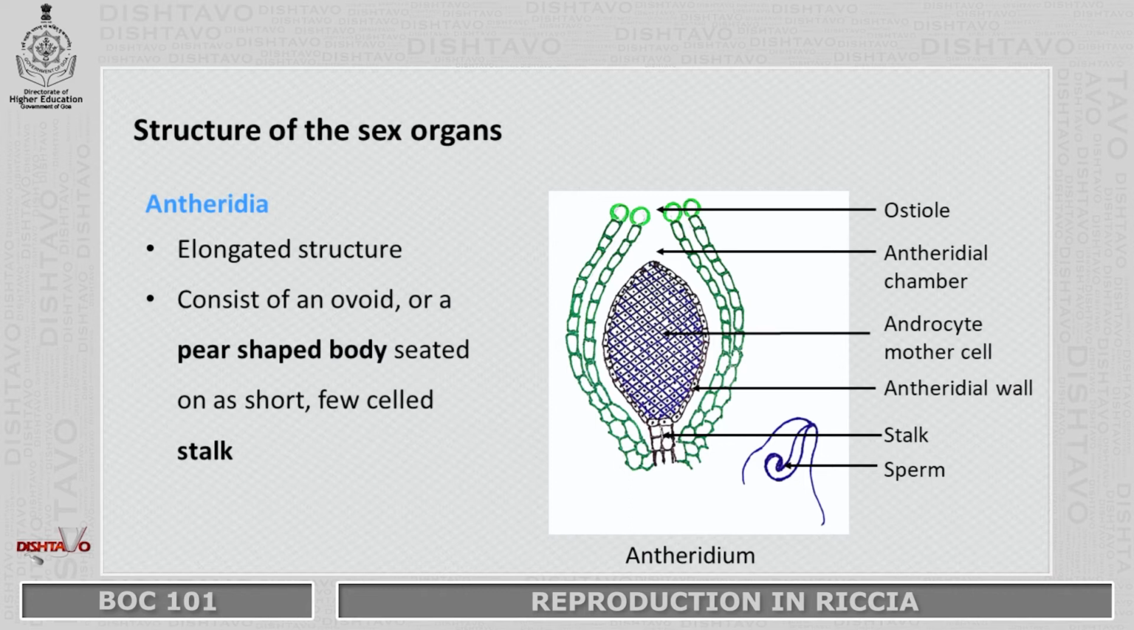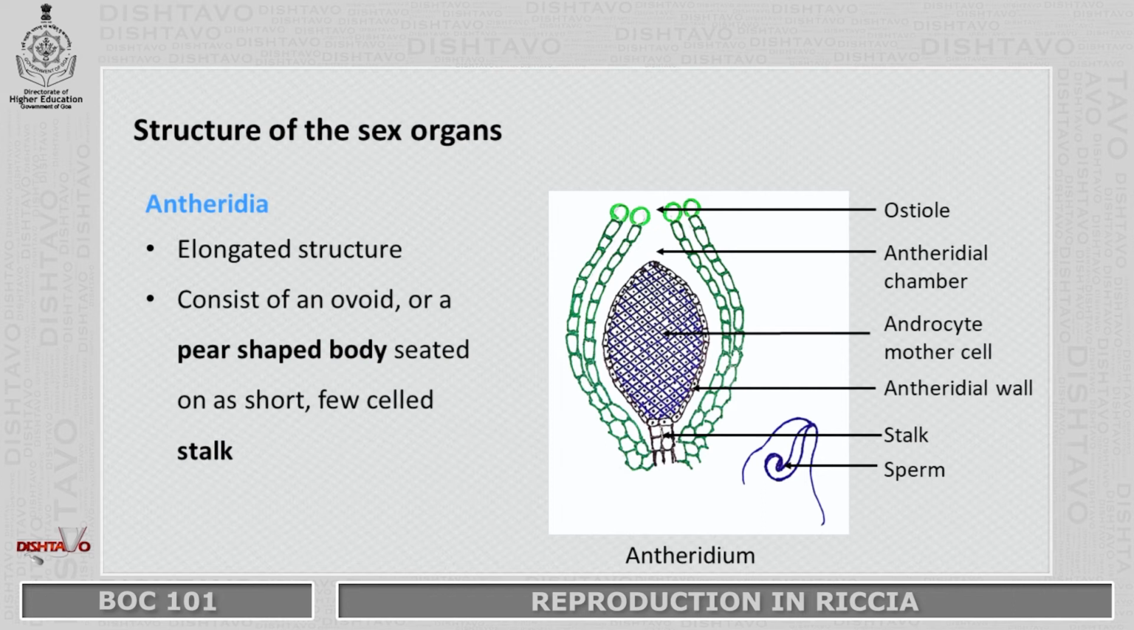As you can see in the picture showing the structure of the antheridium, you have the antheridial chamber in which the antheridium is located, attached to the thallus by means of a multicellular stalk. The antheridial chamber opens to the external by means of an opening called the ostiole. The antheridium has an antheridial wall which encloses the androcyte mother cells.